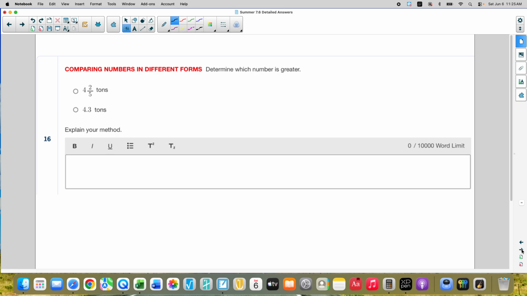Comparing numbers in different forms, which number is greater? So we'll convert this to a decimal. That's 4.4 tons, and this is 4.3 tons. So which one is greater? It's going to be the 4.4, or 4 2/5 tons.